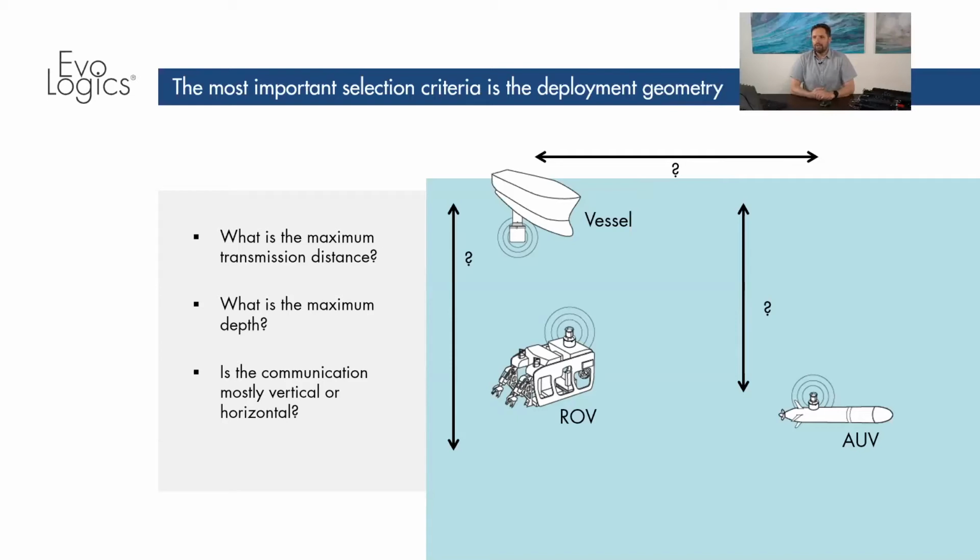However, there are some general criteria that are important to selecting a modem. For example, the two most important factors that we always want to know are what is the maximum transmission distance that you will have, and what is the depth at which these devices will be operating. Importantly also, if one of the devices is at the surface, will the other one be placed directly below it? Will it have a horizontal displacement or something in between? So these three aspects are important.